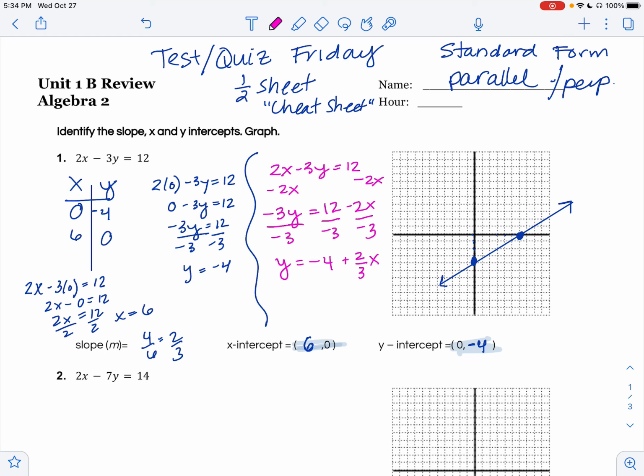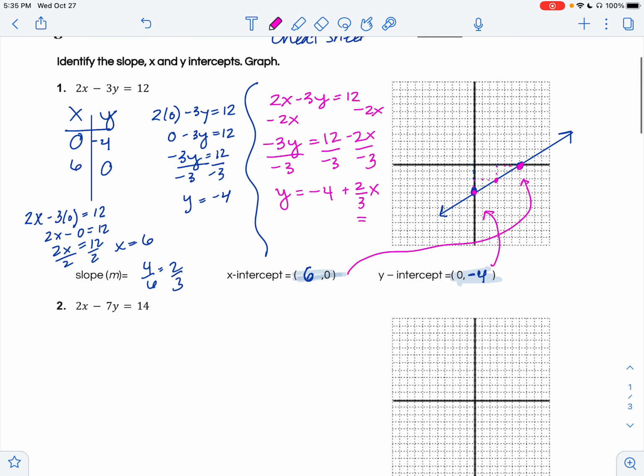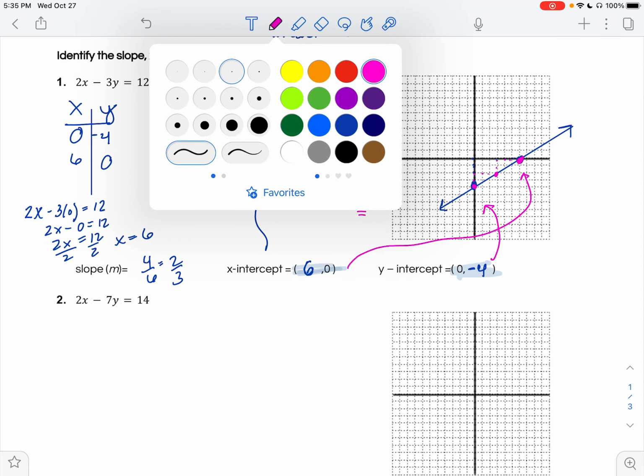So if I was going to graph that one, I would start here at negative 4, up 2 over 3, make a dot, up 2 over 3, make a dot. So to find my x and y intercept then, I would need to look at the graph, right? Okay, so that's how I do that, and I found my slope here, and I got 2/3 again. So again, whichever way makes more sense to you, if it's making a table or using algebra, do which one makes the most sense to you.